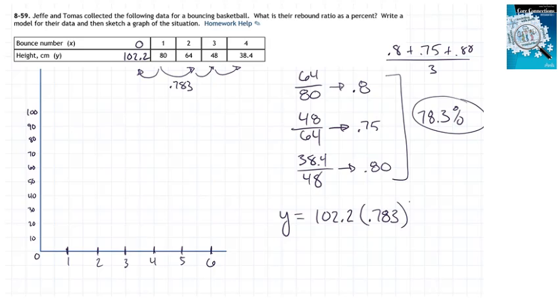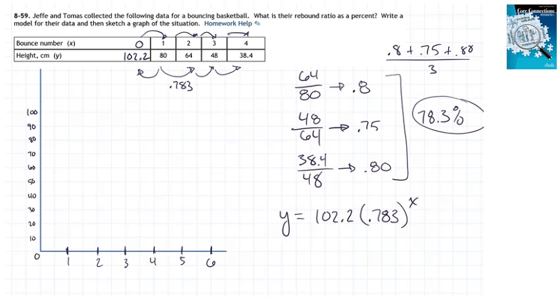And then I'm going to raise that to the x power. So again, I'm using exponentiation because it allows me to show repeated multiplication. I'm starting with 102.2 and I continue to multiply by 0.783 each time as I move from the first bounce, the second bounce, the third bounce, the fourth bounce, etc.